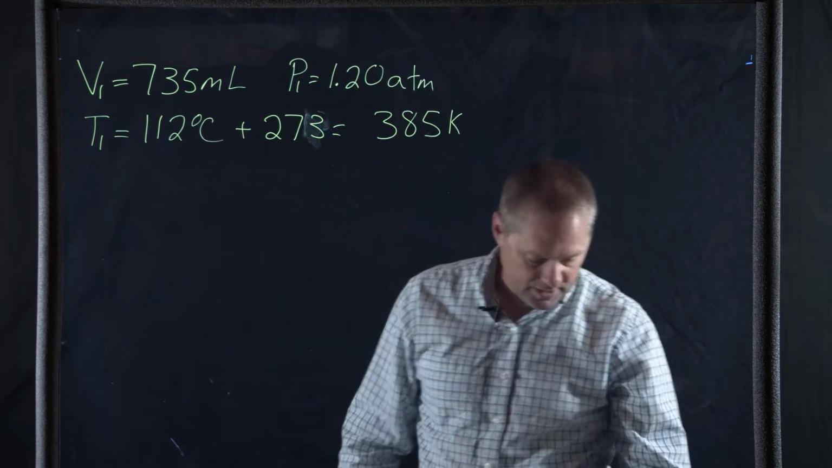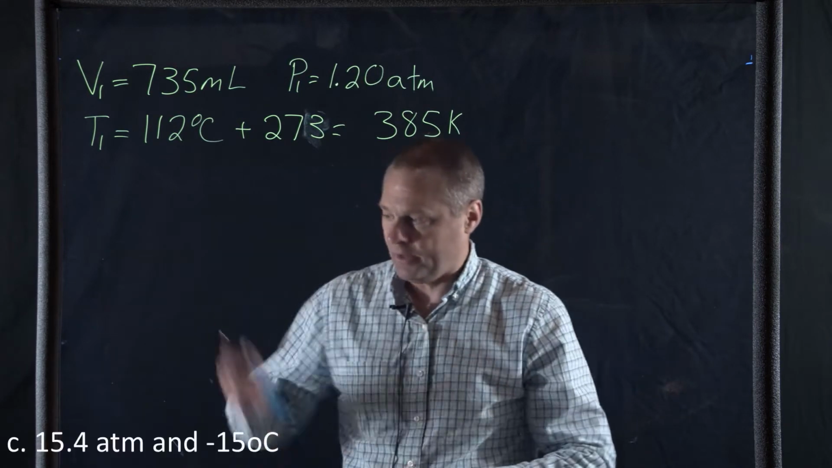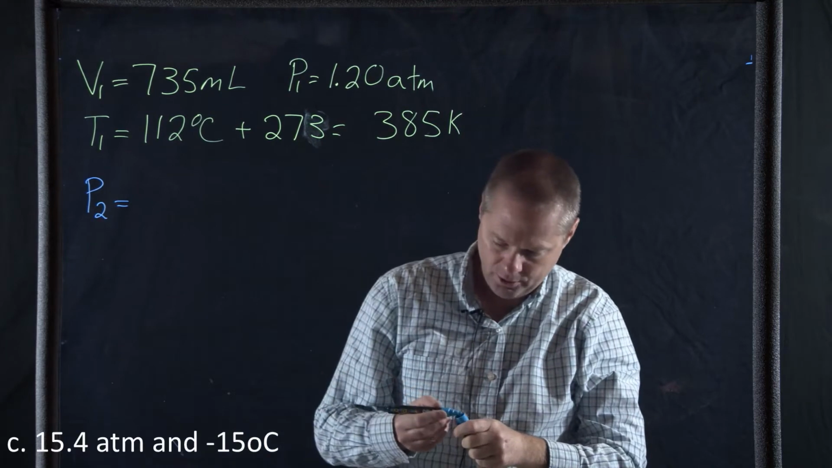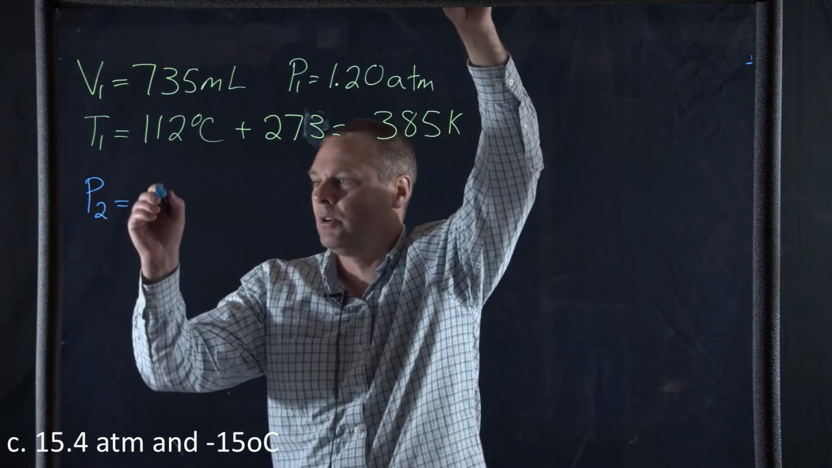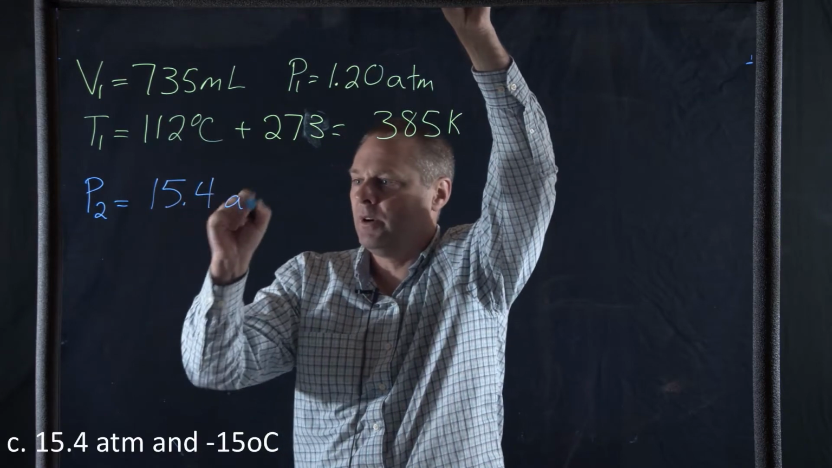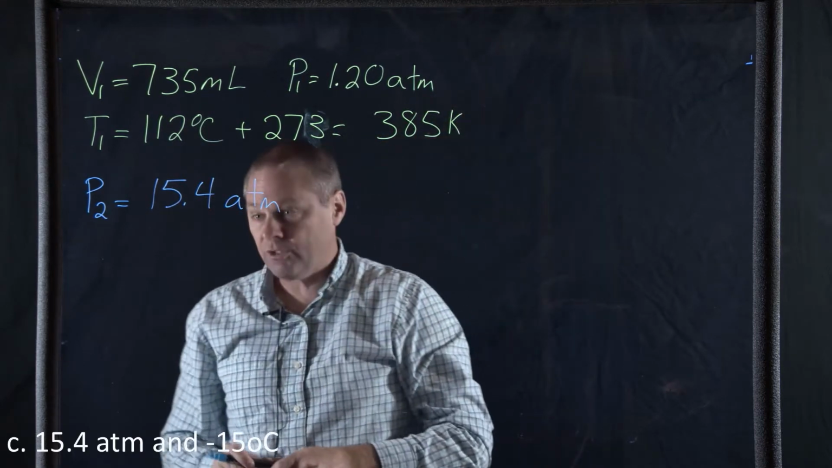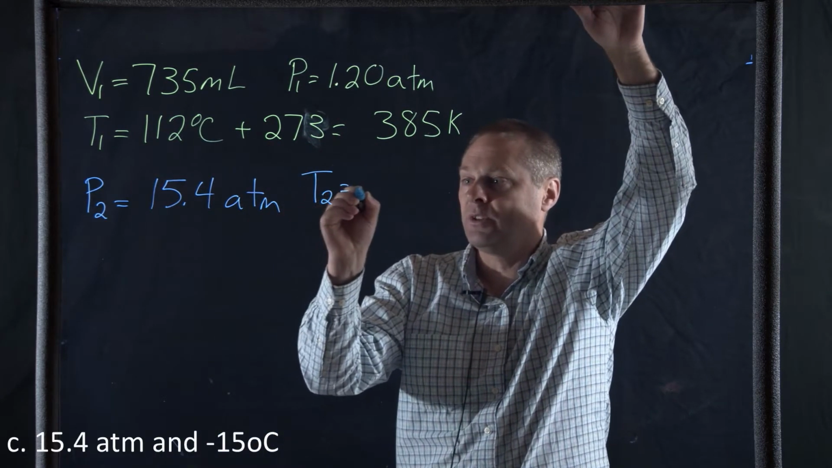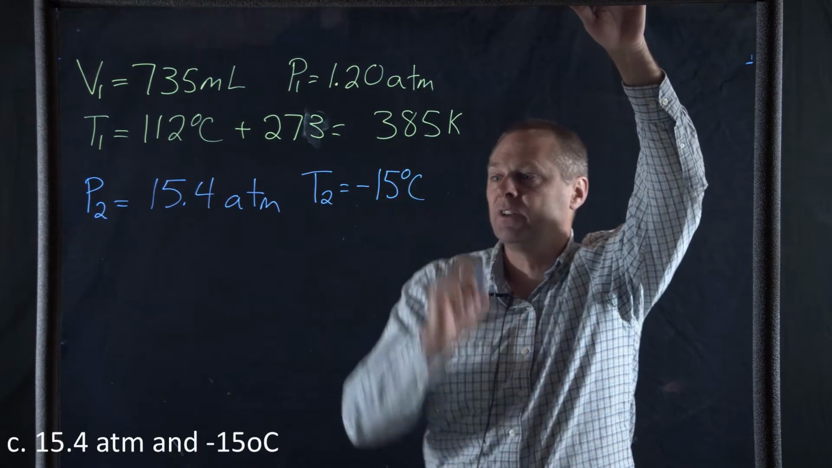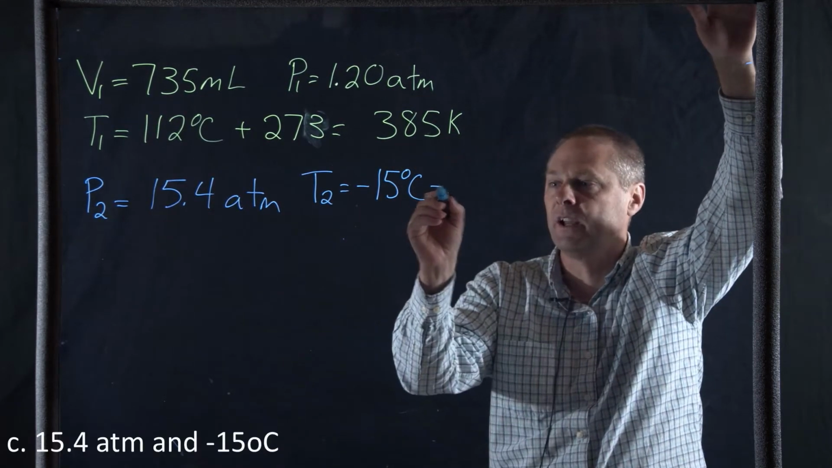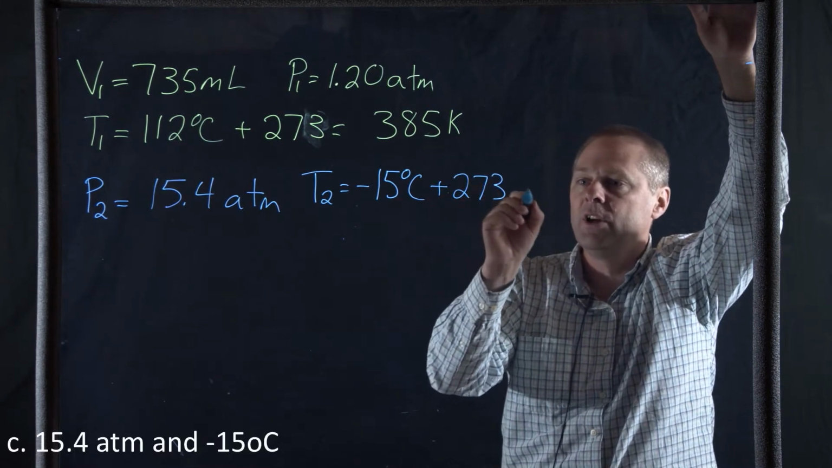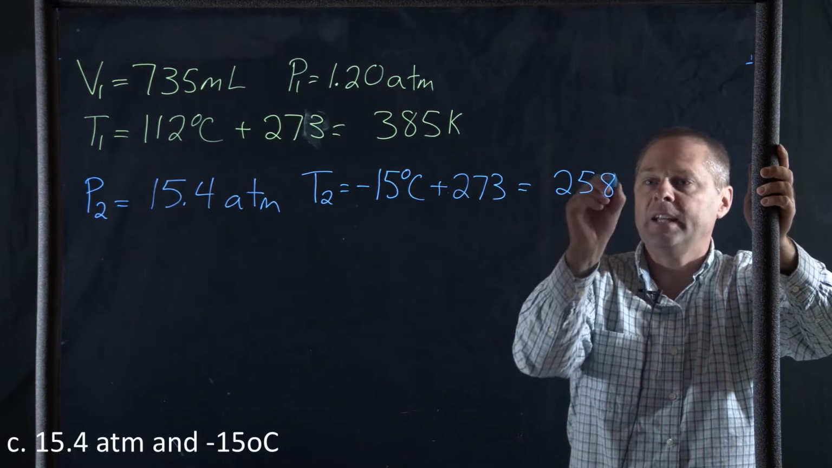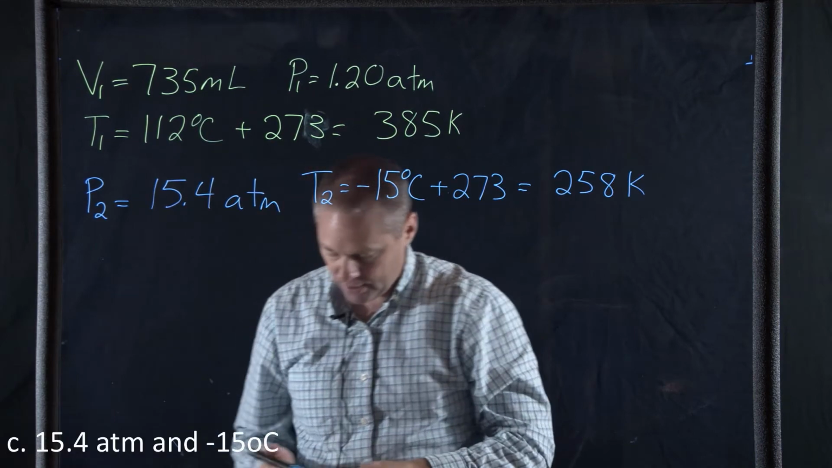All right, so the next one says that our pressure, now we use blue for that, so that's going to be P2. P2 is going to be equal to 15.4 atmospheres. So now we're looking at a much, much, much greater pressure. And our T2 is going to be equal to negative 15 degrees Celsius. And once again, we need to convert this into Kelvin, so we're going to add 273 to this. And what we end up getting is 258 Kelvin.